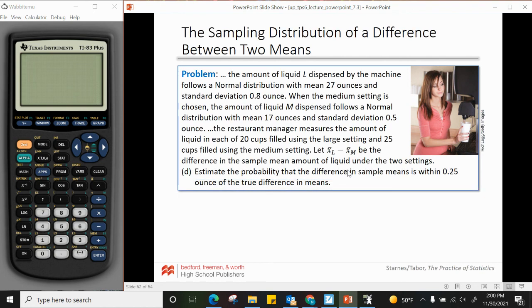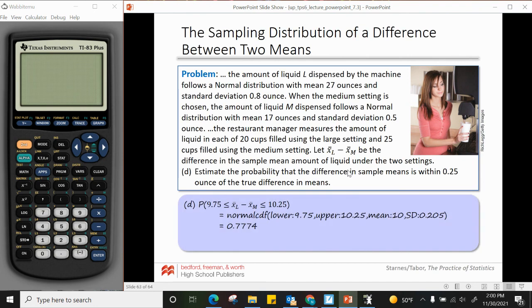And now lastly, we're going to estimate the probability that the difference is within 0.25 of the true difference. If you're within 0.25 of the true difference, that means you're above or below by 0.25. My true difference is 10, so to be above and below by 0.25 is 9.75 to 10.25. Again, I would jump right to the normal distribution. Lower equals 9.75, upper is 10.25. I'm finding the area between those two with a mean of 10 and a standard deviation of 0.205. And that's how you get it.